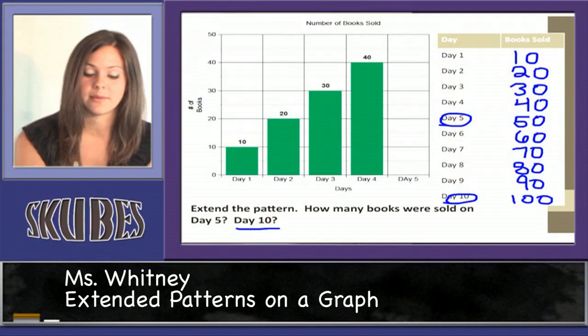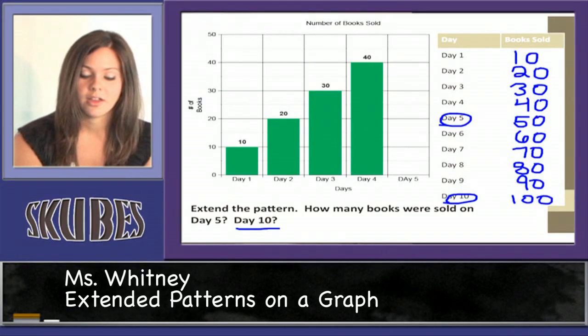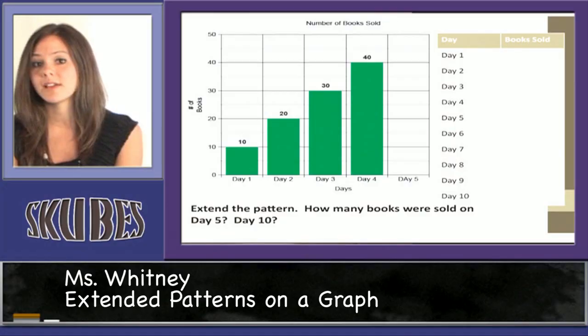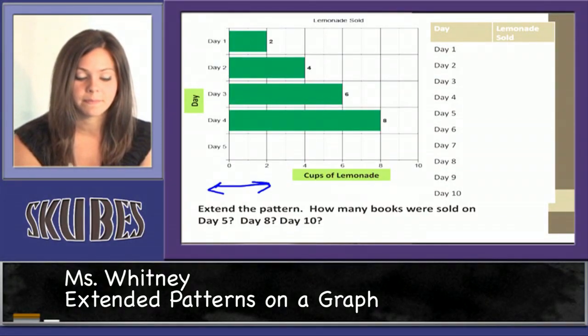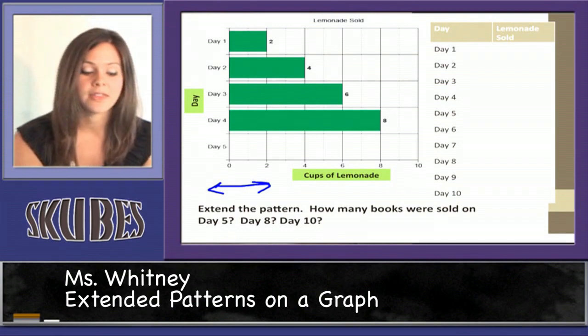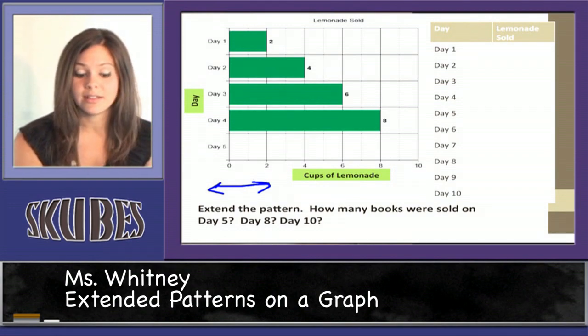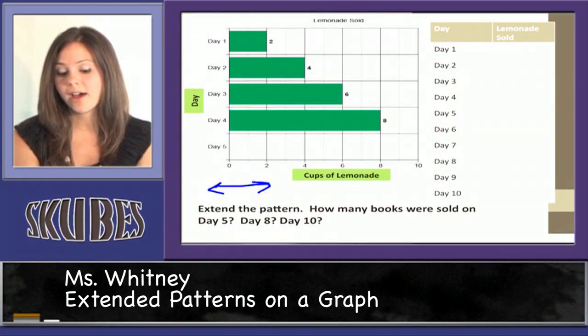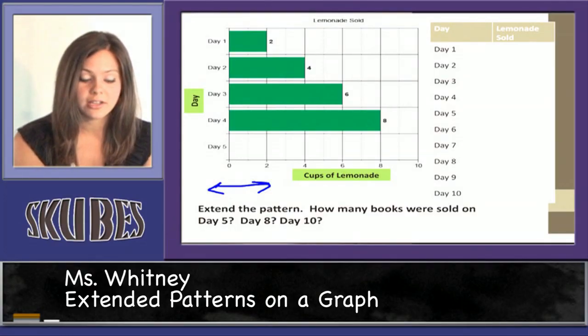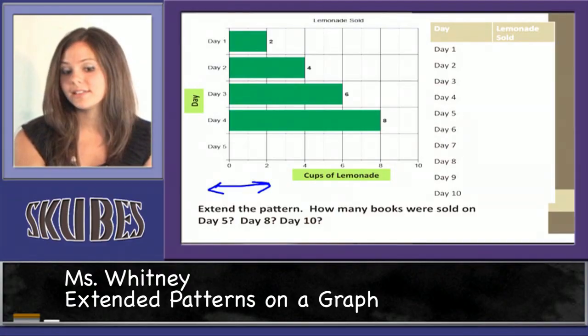Let's look at one more example. On this graph, our bars are going horizontal. That means that they're going from left to right. But we still read it the same way. We have the number of cups of lemonade sold on day 1, 2, 3, 4, and 5. We're asked to find how many are sold on day 5, 8, and 10.